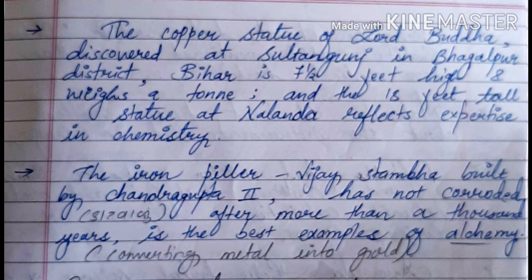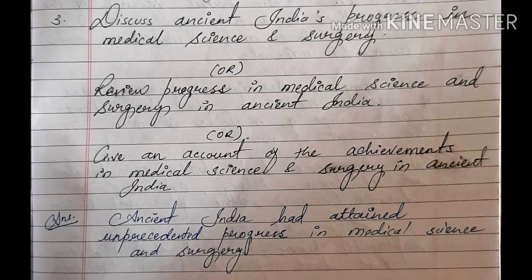And the 18 feet tall statue at Nalanda reflected expertise in chemistry. The iron pillar Vijay Stambh built by Chandragupta, which has not corroded after more than 1,000 years, is the best example of alchemy.